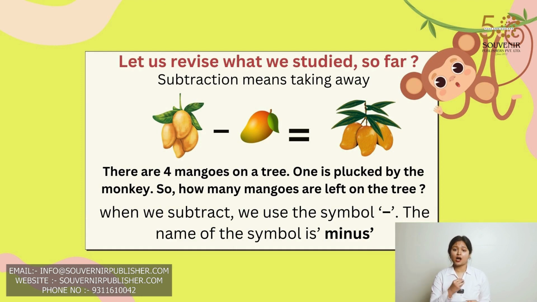Subtraction means taking away. There are 4 mangoes on the tree. One is plucked by a monkey. So how many mangoes are left on the tree? It will be 3 mangoes. When we subtract, we use the symbol minus.